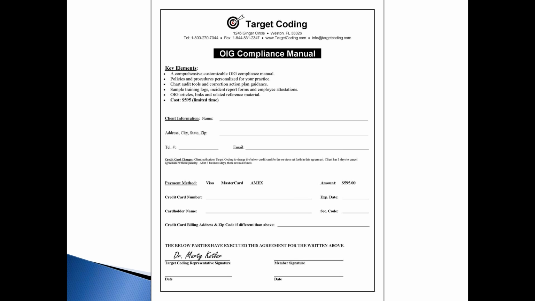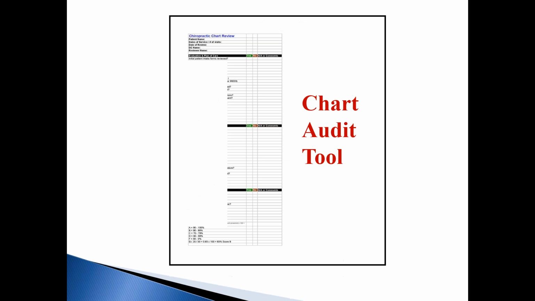It's about 35, 40 pages of statements and it's your playbook, and we customize them for you through personalized policies and procedures. We give you chart audit tools where you can do self-audits and other instructions. It can help prevent a lot of problems.